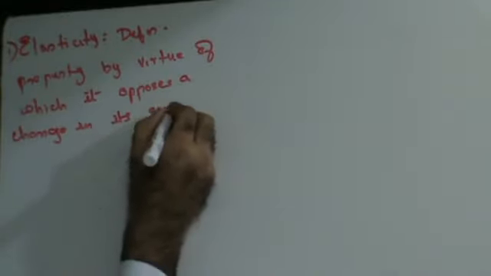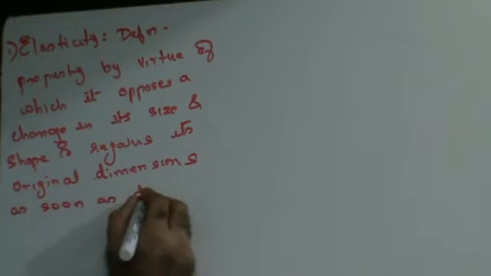Elasticity definition. It is a property possessed by a body by virtue of which it opposes a change in its size and shape and regains its original dimensions as soon as deforming forces are removed.